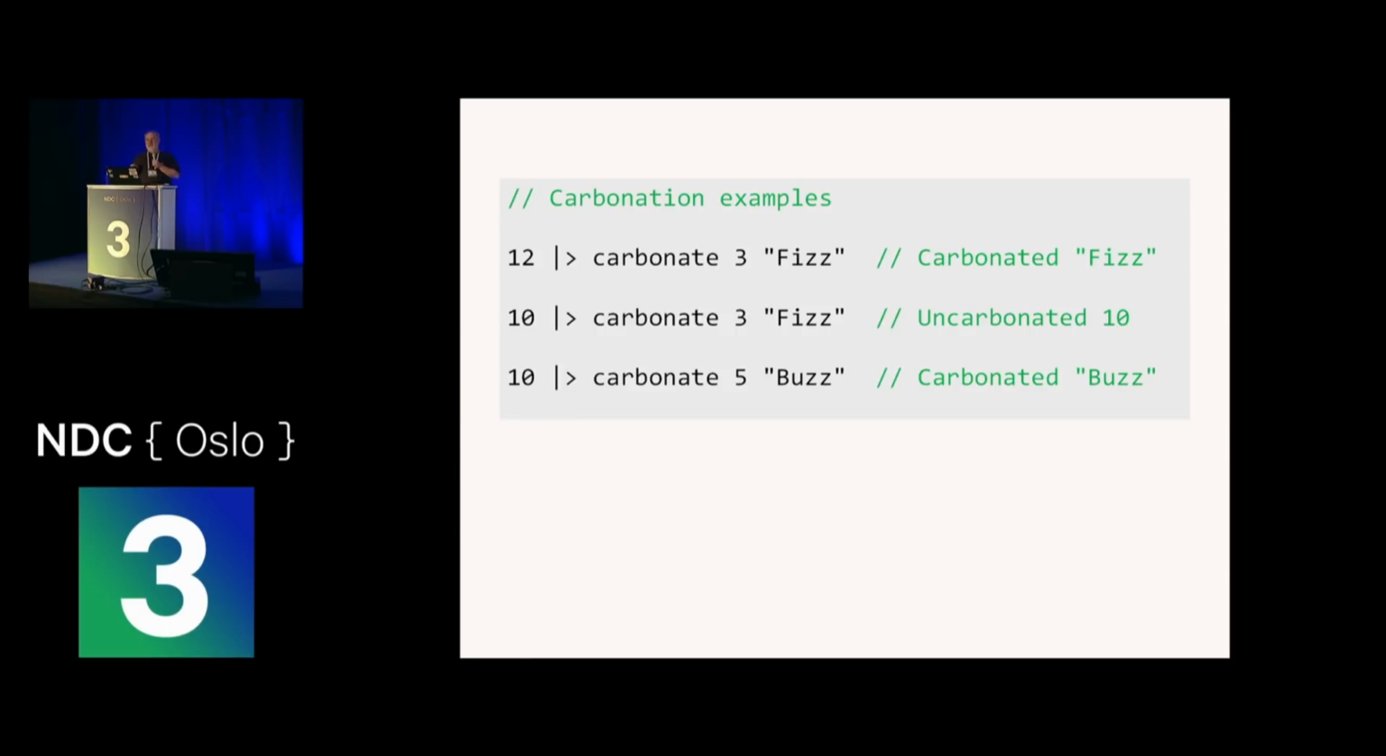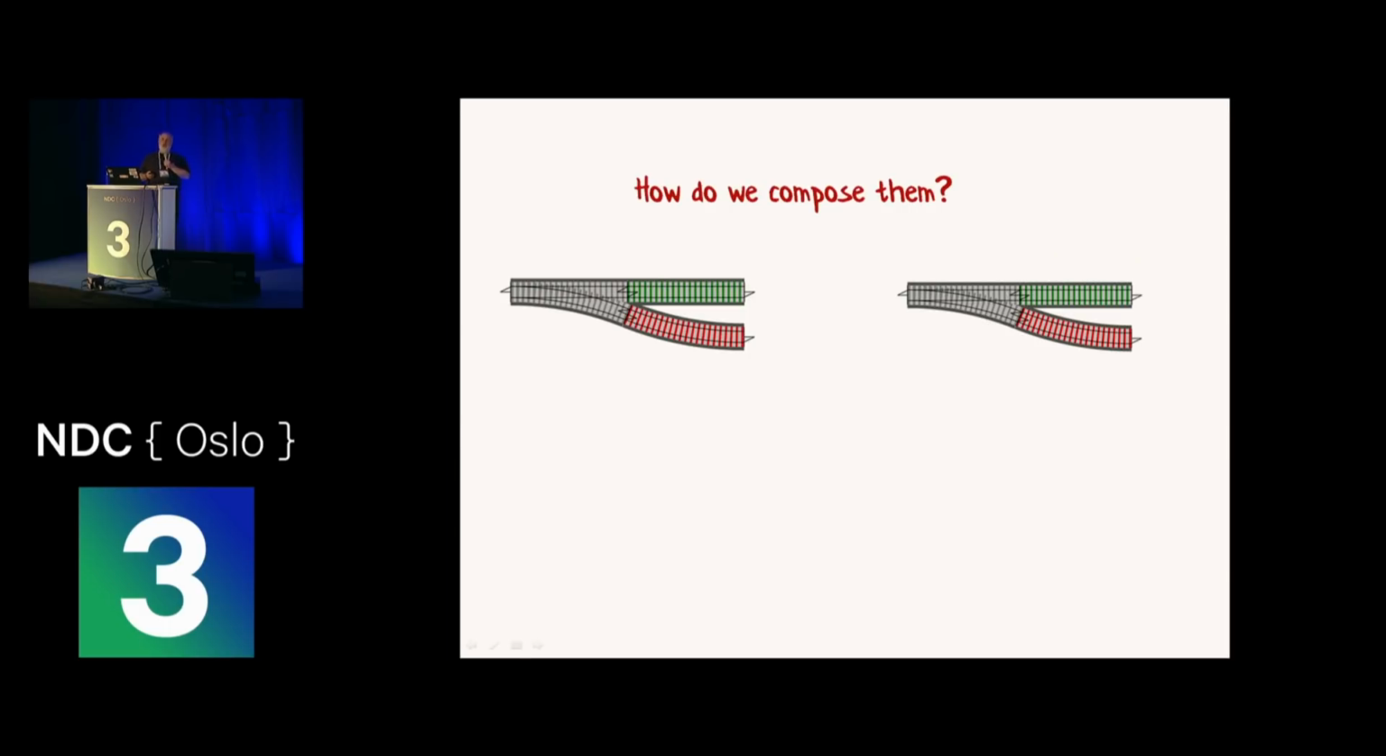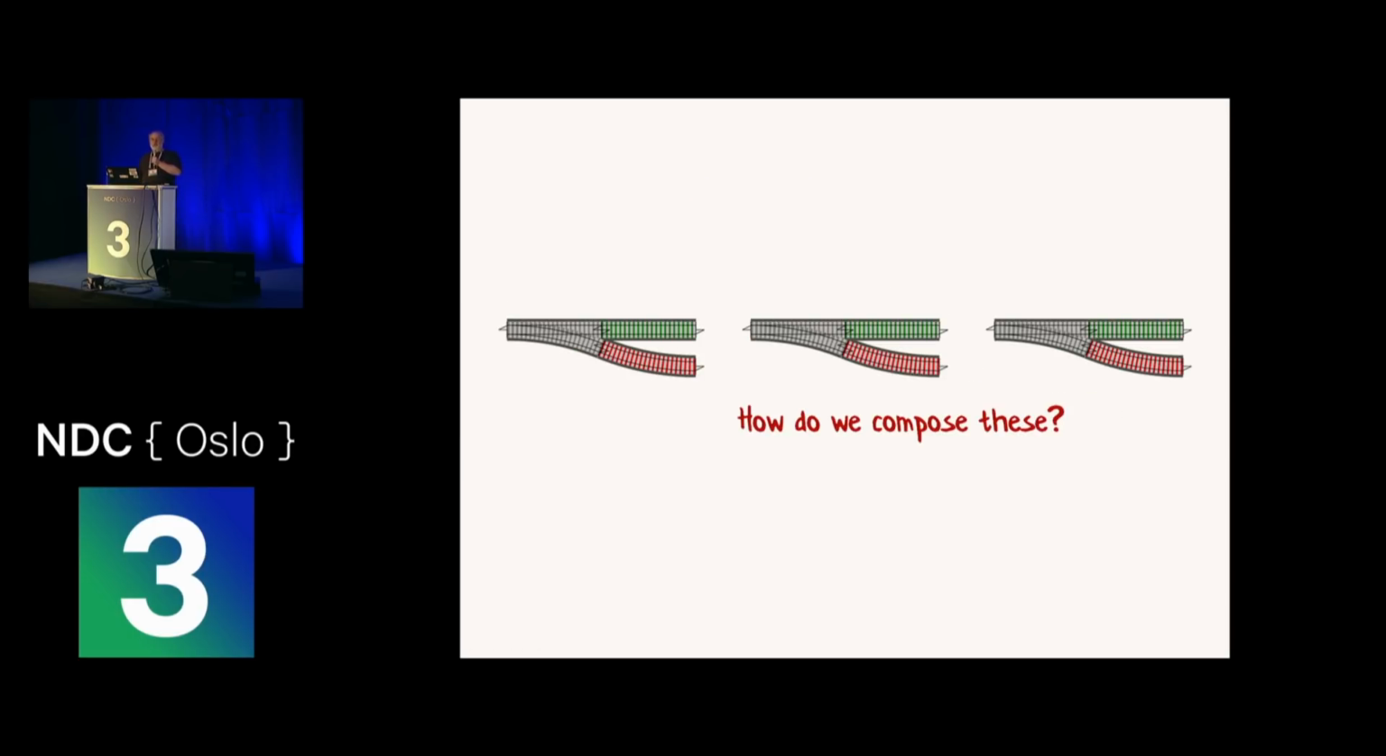All right? Now, we have a problem. How do we compose these things? These railway tracks, they don't fit, right? So what we want to do is, if it's uncarbonated, we didn't process it, we want to go on to the next one. If it was carbonated, we want to bypass, we want to go all the way to the end. Once we've got it carbonated, we want to go all the way to the end and not do anything else.